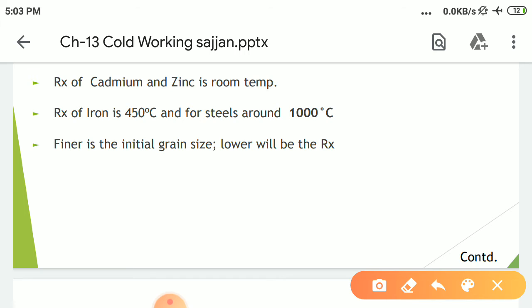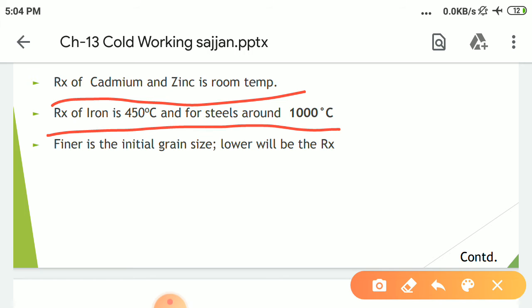Now I hope you are sitting with your pen and copy, because this presentation includes only the important points. There is nothing written in this presentation that's not important from your exam point of view. Now remember this line. Many times in engineering service examinations these questions have been asked. Recrystallization temperature for cadmium and zinc is room temperature, and recrystallization temperature of iron is 450, and for steel it is 1000 degrees centigrade.